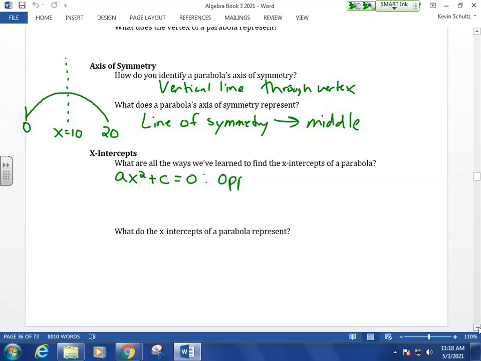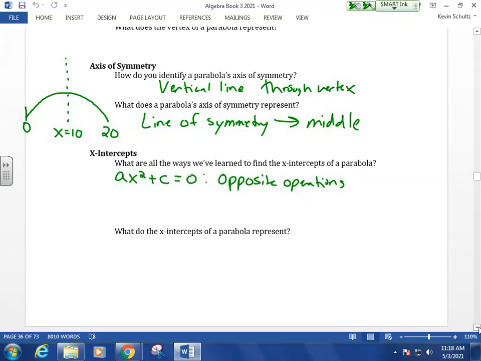Opposite operations. That goes back to PO55. Opposite operations. We can do that because there's only one x term, right? We move the constant over, divide by the coefficient, root both sides, and that gives us our x-intercepts. Remember, in this form, your x-intercepts will be opposites. 2, negative 2. 4.1, negative 4.1, right? Always going to be opposites. The quadratic formula, we'll use that one last, okay?